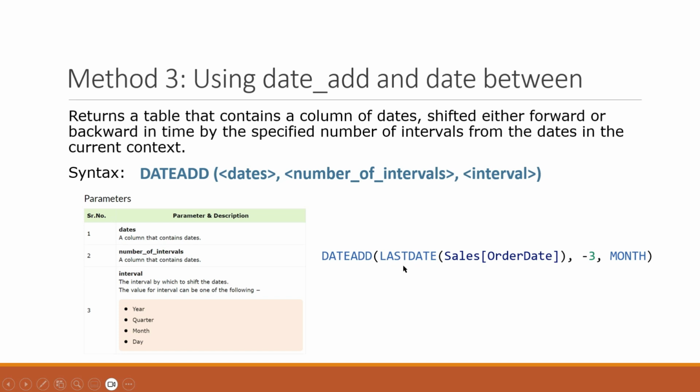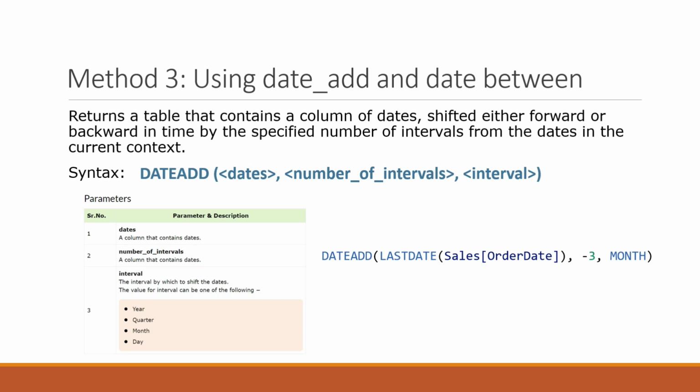The last date is giving us the last date, which is the 15th of September, and it is shifting by -3 months. That's why we have used a Dateadd function. Here we have used another function, which is Datesbetween. What is Datesbetween doing? Datesbetween is giving you the dates including both the start date and end date.